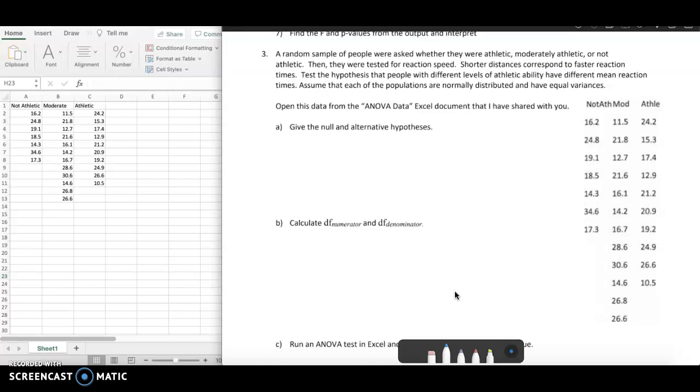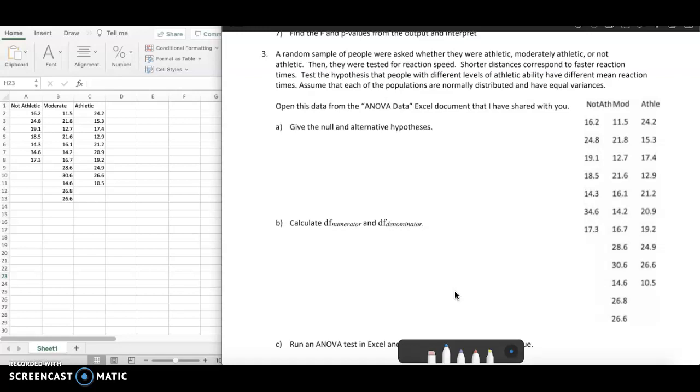So we can check those things off of our list. They are normally distributed. They have equal variances. It says it's a random sample of people, so we're covered there. We do have 3 different groups, so we know we're in that ANOVA setting where we have the 3 different categories. So our input is that categorical variable. And then we're measuring an output of something that's numerical, their reaction times. So this totally fits an ANOVA situation. You want to open this data from the ANOVA data Excel document that I shared with you in Canvas if you want to follow along.